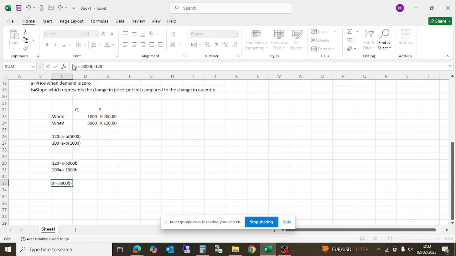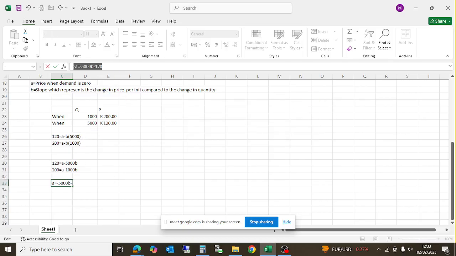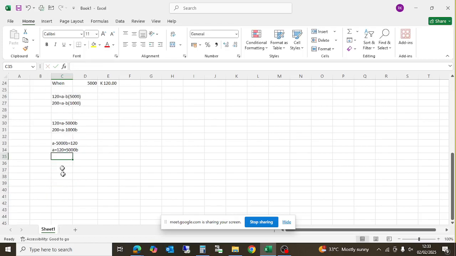Let me find a better way of putting it. A minus 5000B is equal to 120, so A is equal to 120 plus 5000B. This is much better. So we have the equation that defines A.